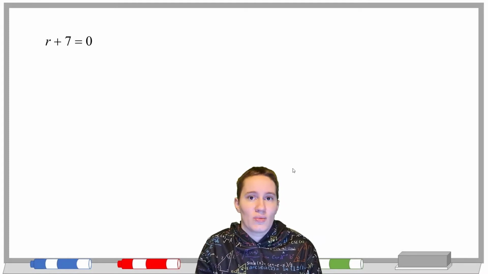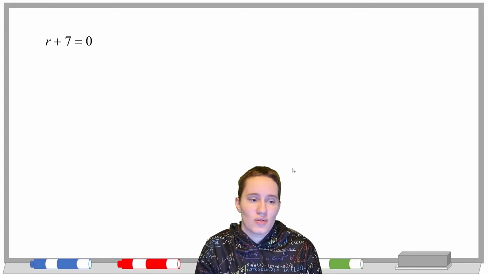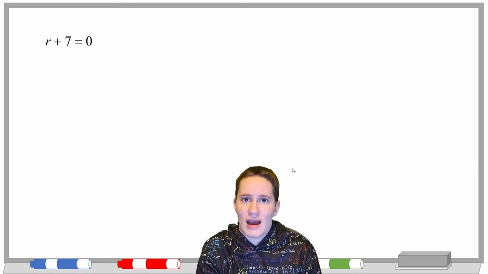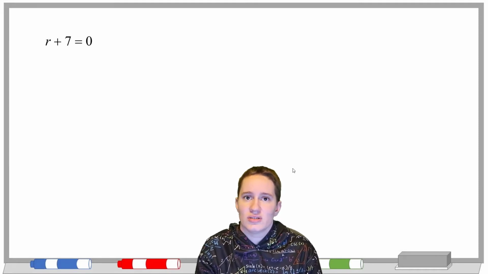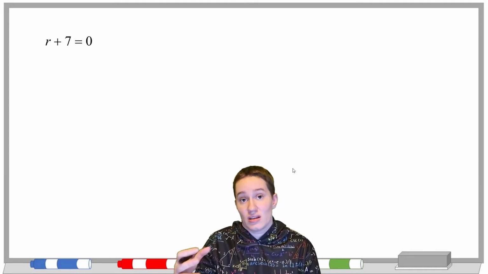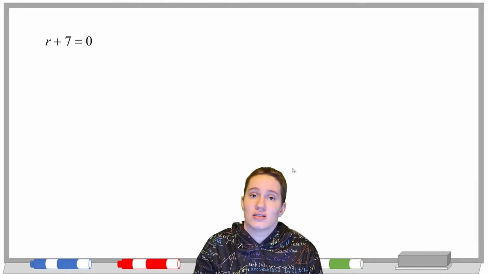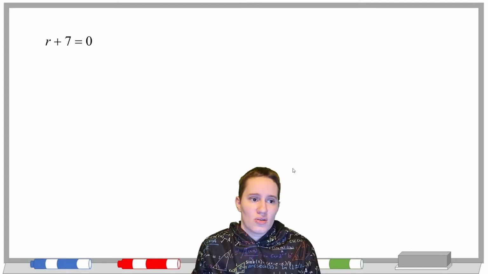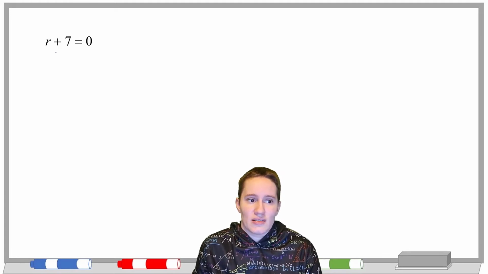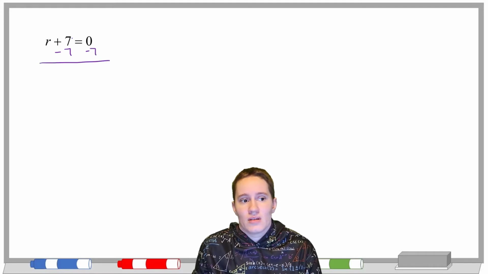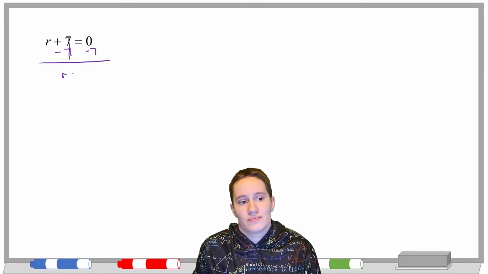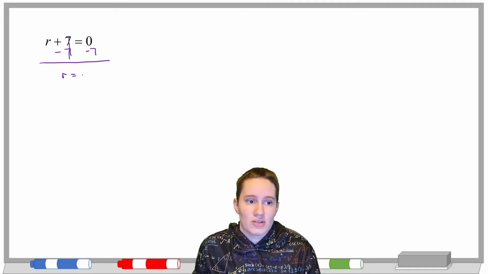What we do is we look at what's next to r on the left side of the equation. We say, well, that's adding 7 to r. Let's do the opposite of adding 7. The opposite of adding 7 is to subtract 7. So on both sides of our equation, we write a minus 7. I can write it here and write it here. And 0 minus 7 is just negative 7. So in this case, r equals negative 7.